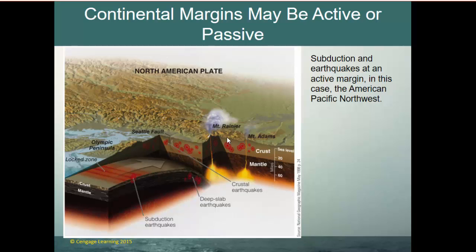So Mount Rainier, Mount Adams, and of course this is where Mount St. Helens occurred as well. So this is a very good example of an active continental margin where a subduction zone is creating a lot of earthquakes and a lot of volcanoes.